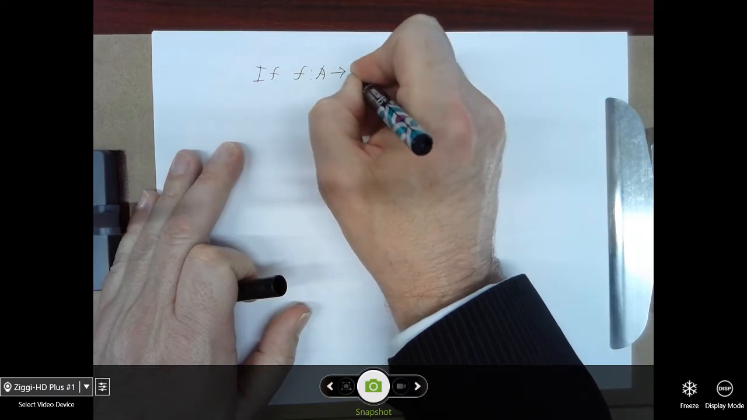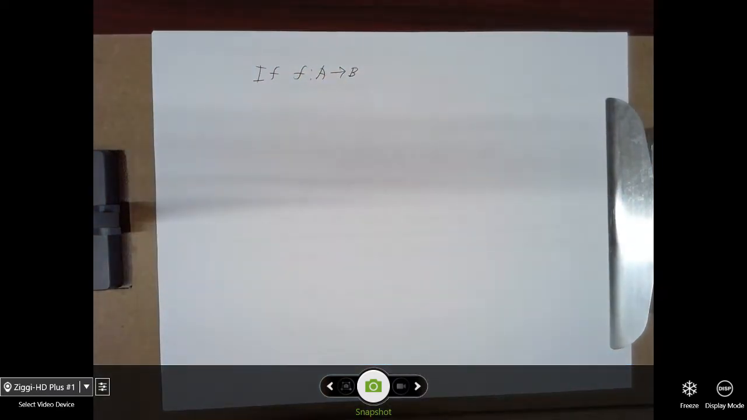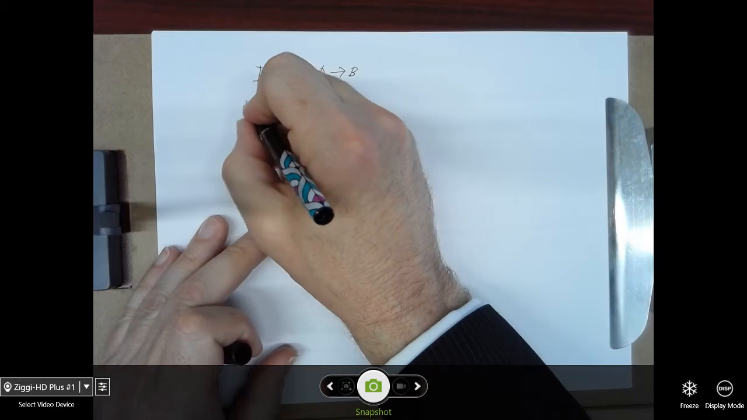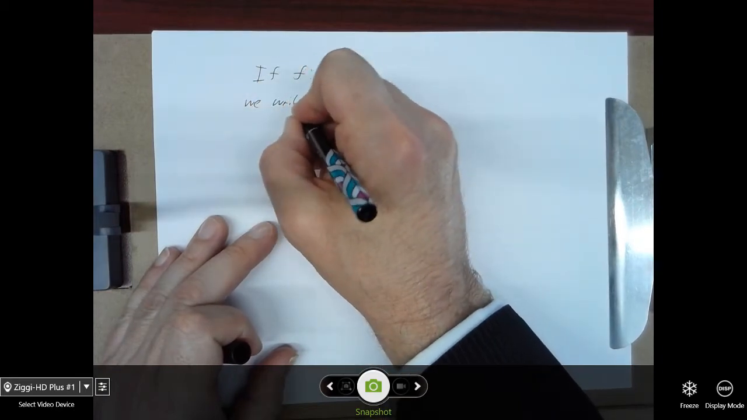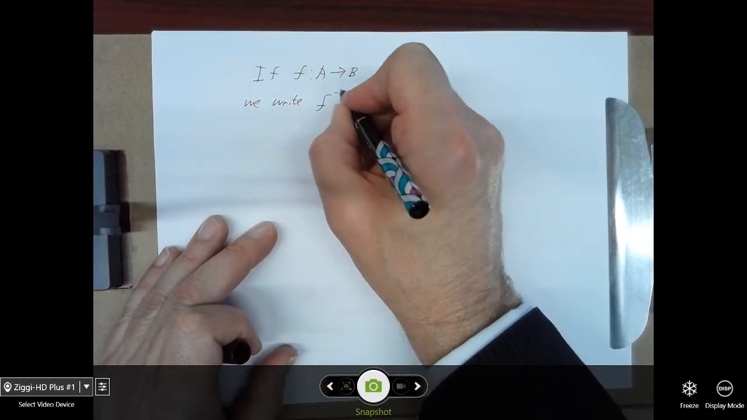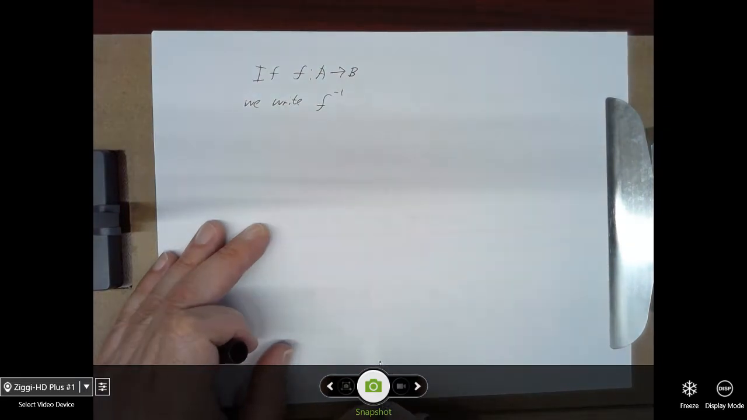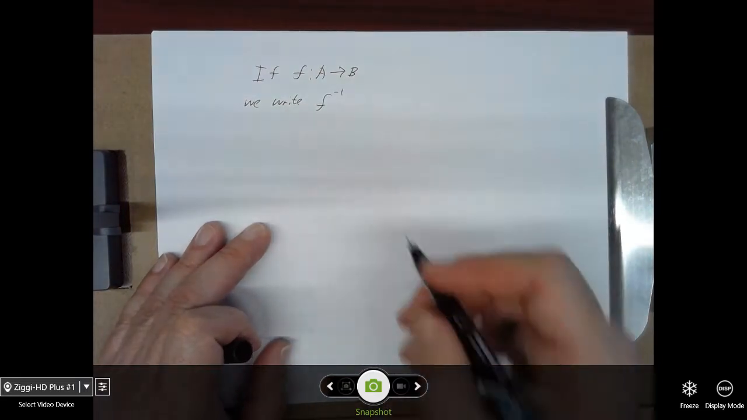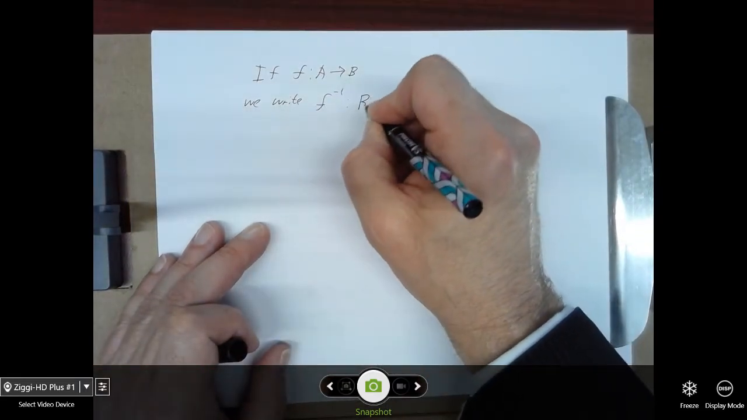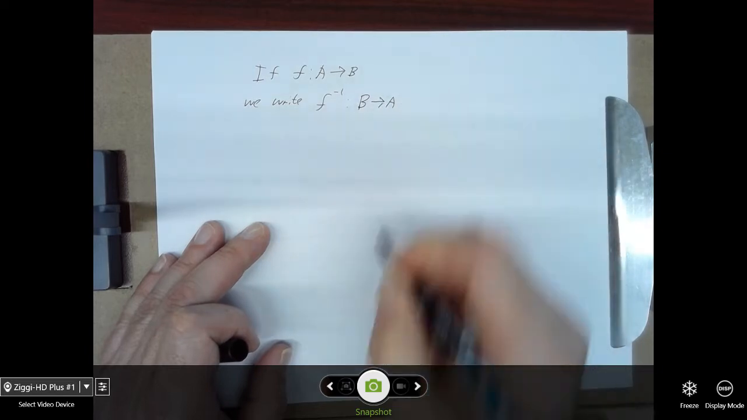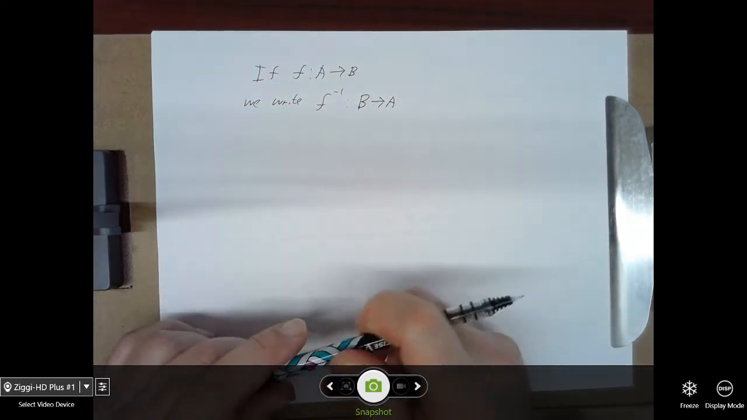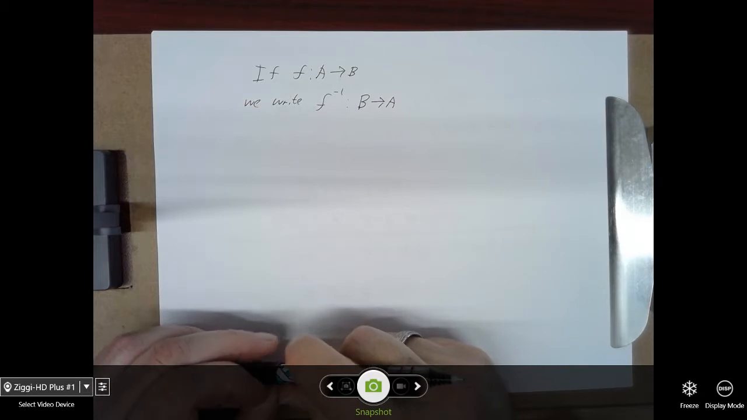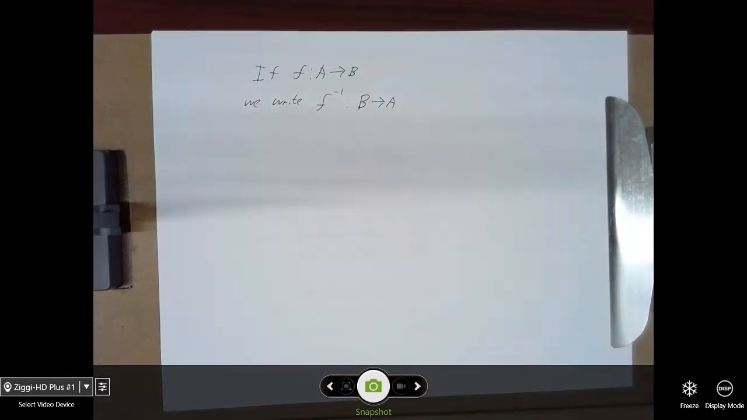All right, if f is a function from A to B, we can write f with an exponent of minus 1. And this is a function from B to A. And it's the function that kind of undoes what f does. It's the inverse function.